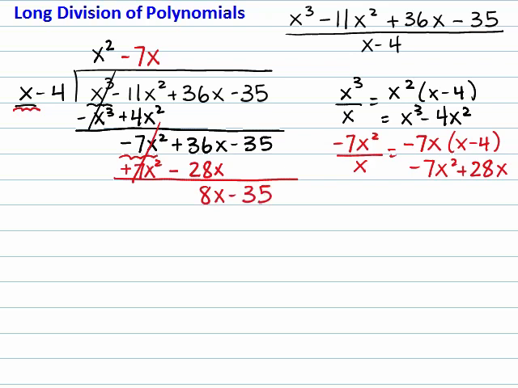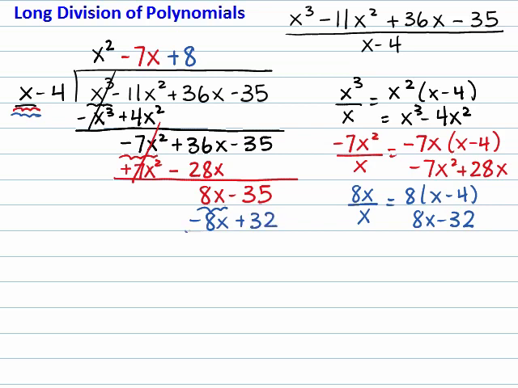Repeat one more time. How many times does the leading term of the divisor, which is x, fit into the leading term of the partial dividend? 8x divided by x is 8. I will write that in the quotient area. I will multiply the 8 by the divisor. This is 8x minus 32, and I will subtract. I will subtract by switching the signs and adding the opposite. Negative 8x plus 32. Negative 3 is my remainder, and the quotient is x squared minus 7x plus 8.